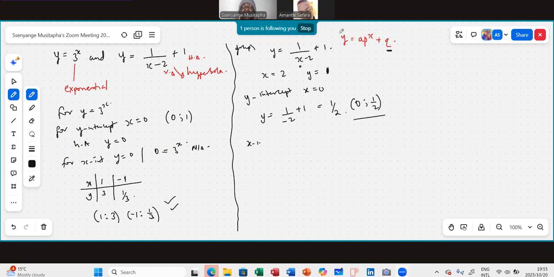And then for the x-intercept, y will be equal to 0, meaning that 0 is equal to 1 over x minus 2, then plus 1. So this side becomes negative 1 is 1 over x minus 2. And then negative 1 times x minus 2 is equal to 1. So it will be negative x plus 2 is equal to 1, and then x will give me 1. So I'll be having 1 and 0.